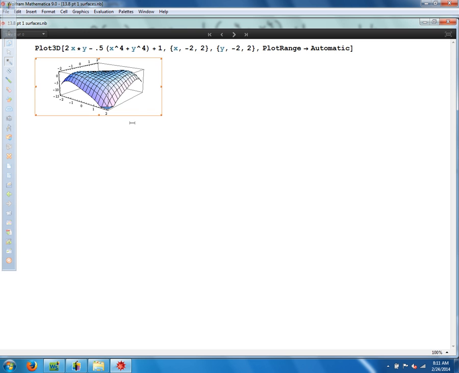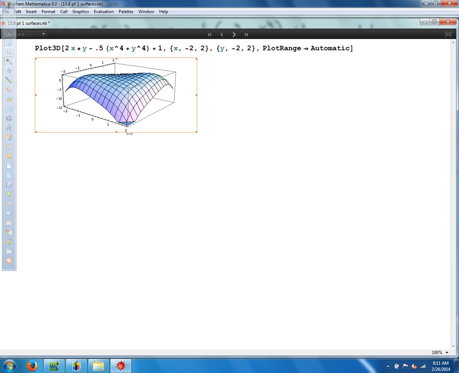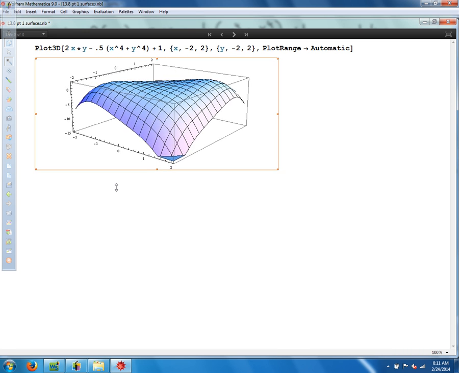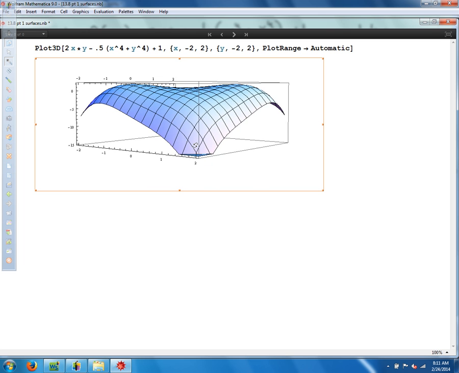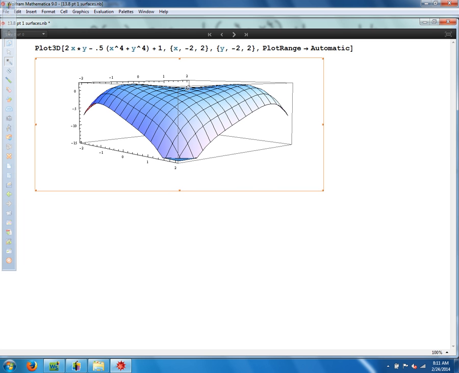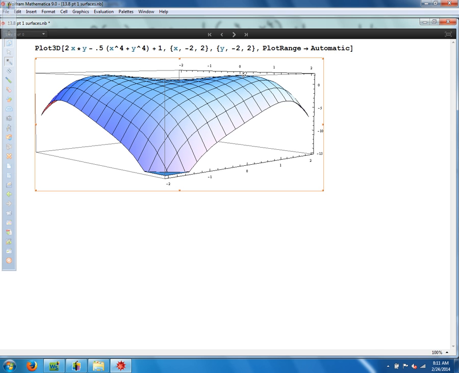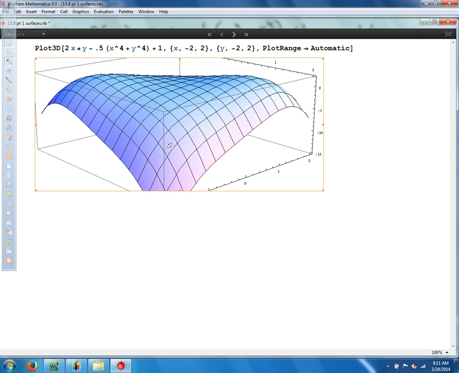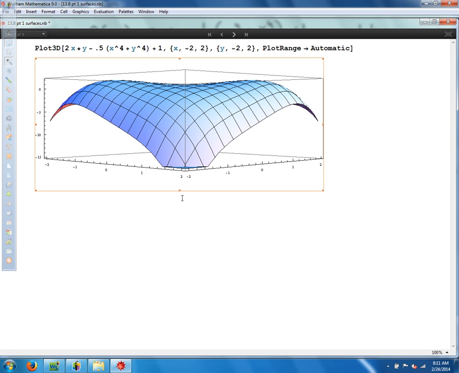There's what we're looking at. Let me make it a little bigger. So right there at 0, 0, right there in the middle is our saddle point, and we have a relative maximum here on either side. So that's a graph of that surface. That one's kind of interesting like this. All right, questions there?